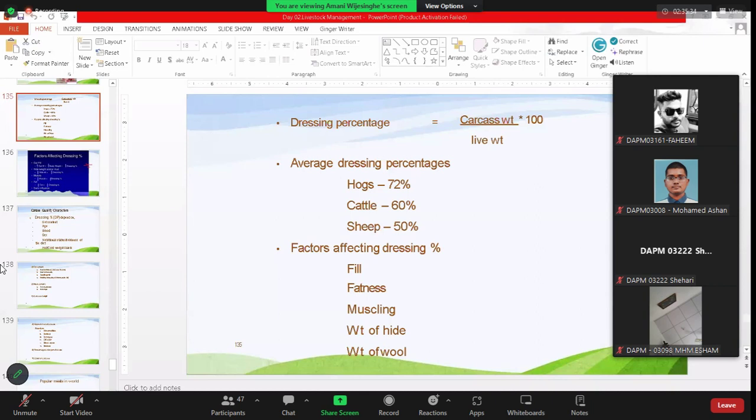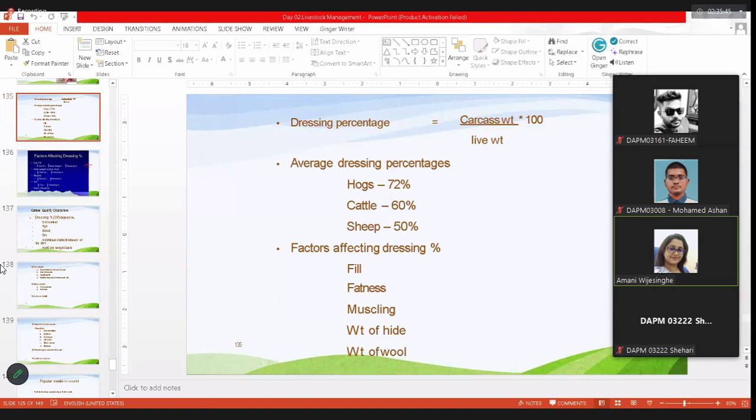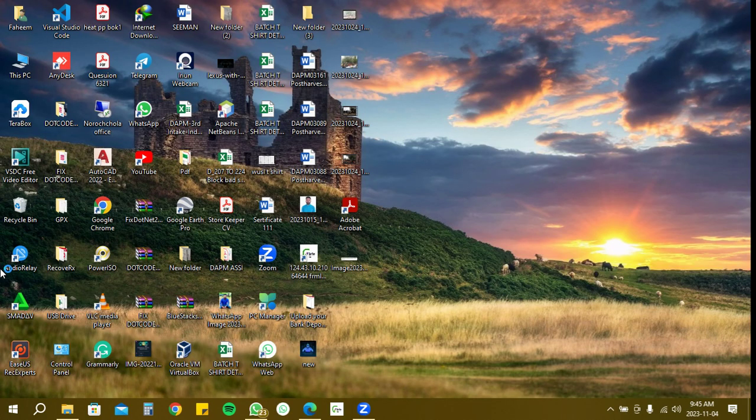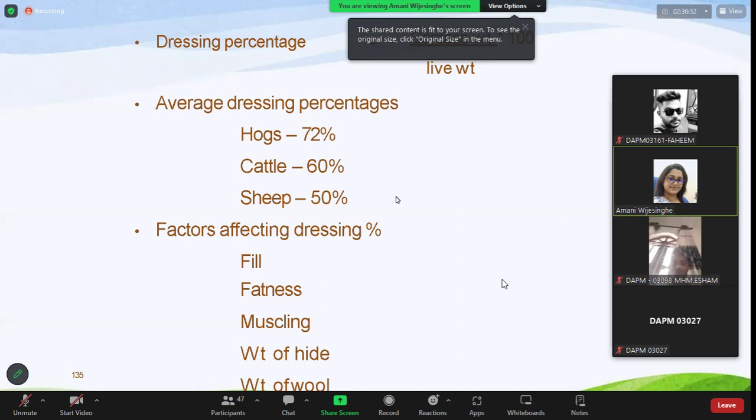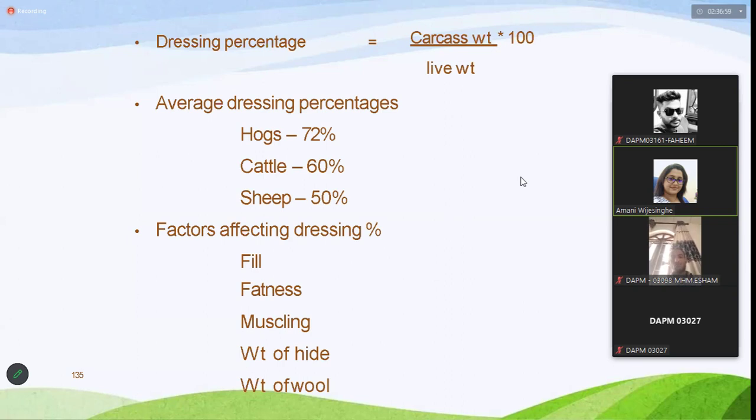So, I think you can see that this is the equation we are using for the resin percentage, okay? Resin percentage we can calculate by the carcass weight. This percentage can differ based on the conditions of the animal at that moment, for example fullness of the gut, fatness, muscling, weight, height. So we'll see how those things affect the carcass weight.